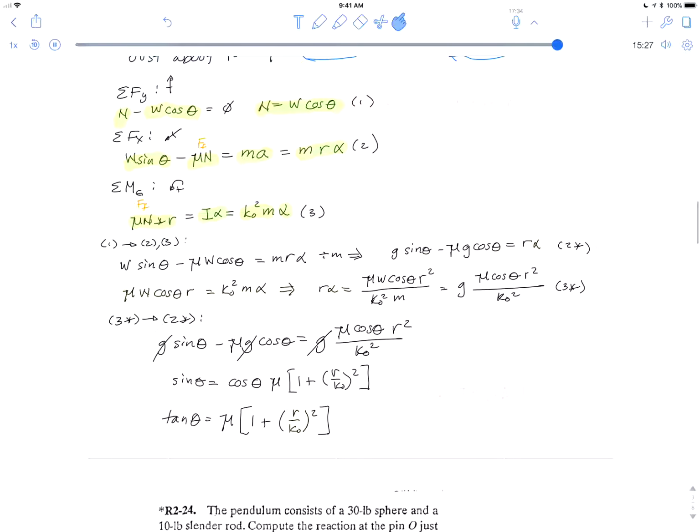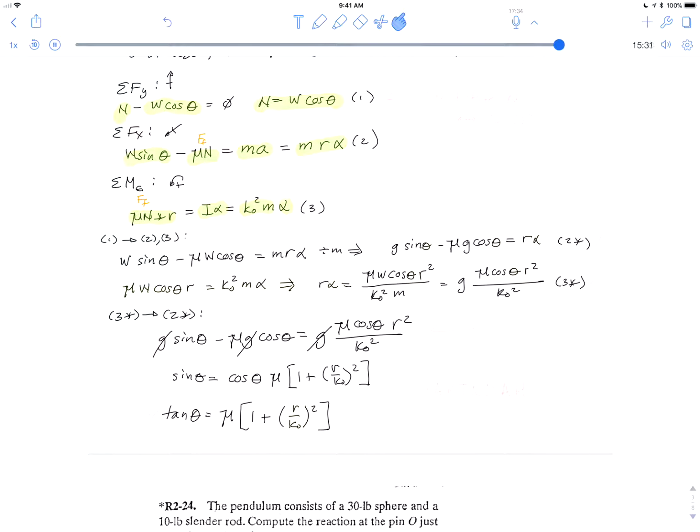And so as I did this, the first thing I did was I took this equation here and substituted N into the other two equations. Okay, so you can see that here. So here's equation 2 with N eliminated, and here's equation 3 with N eliminated. So then we're trying to solve for theta.